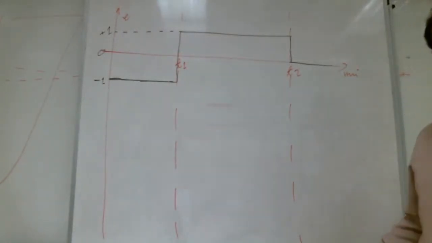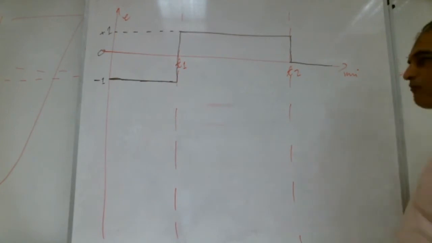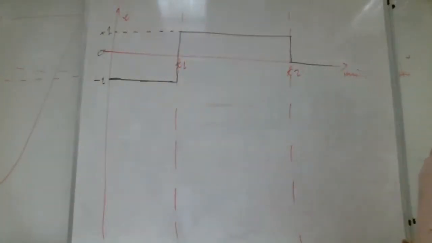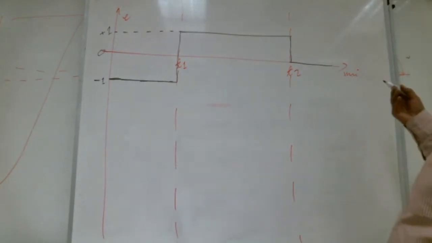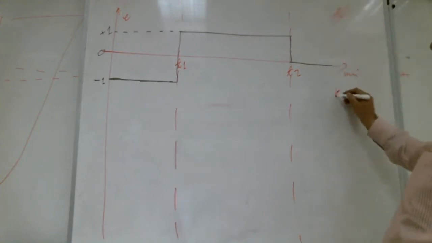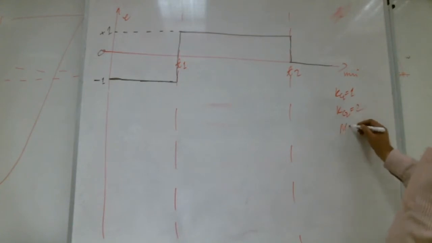Teacher, which question is this? This is an extra question, it is not in the book. Okay. Now, how many parts does this curve have? 3 parts: from 0 to T1, from T1 to T2, and from T2 to minutes. Very good. So it has 3 parts.